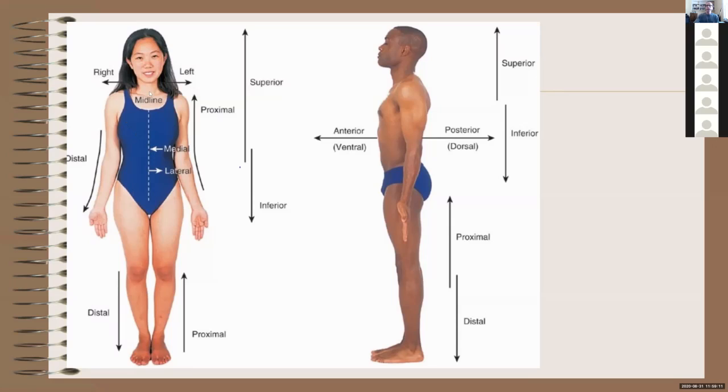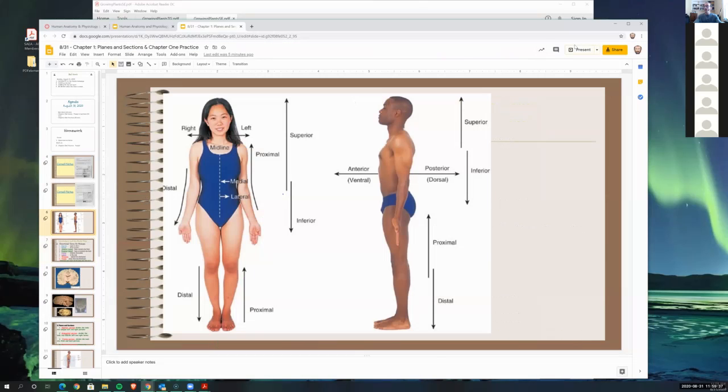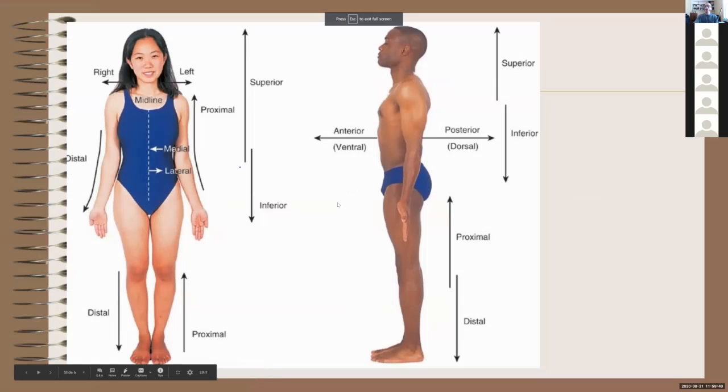And whether we're looking at the person from the side, like this man is facing sideways, you can still see the palms are facing forward. Arms at the side, legs right close together. And with this anatomical posture, we then attribute directions to the different areas of that person's body.